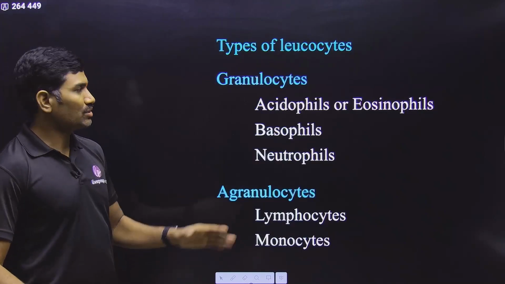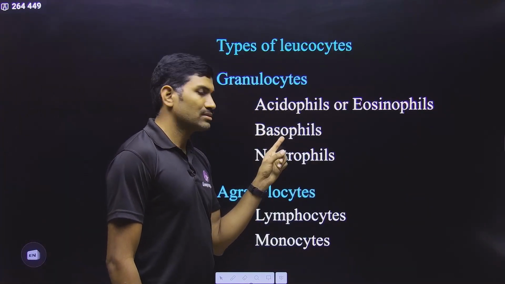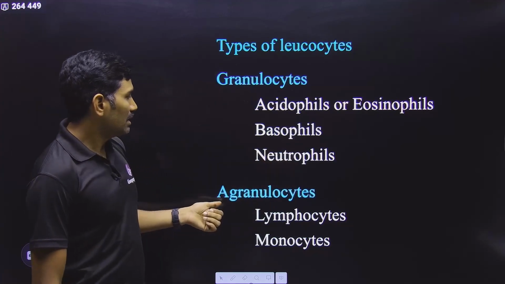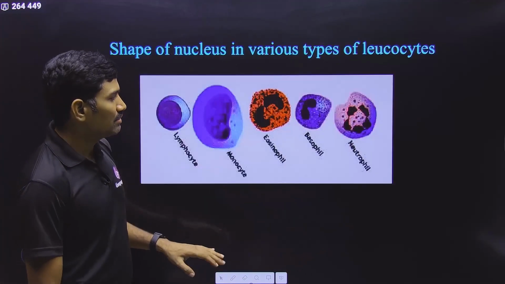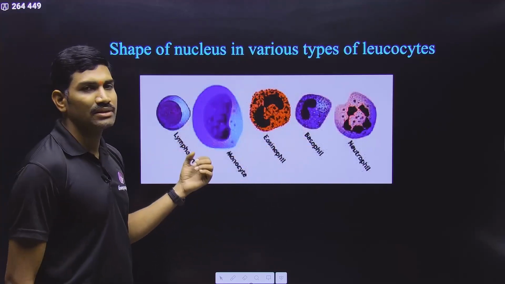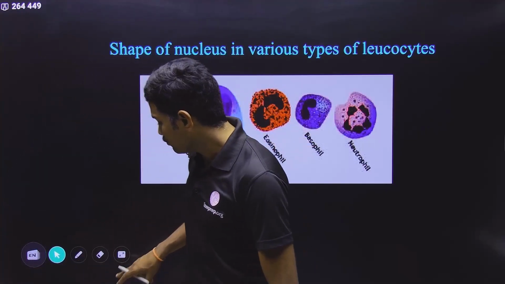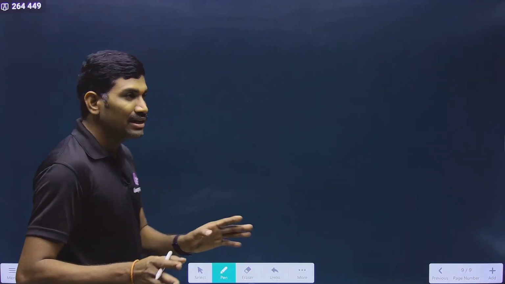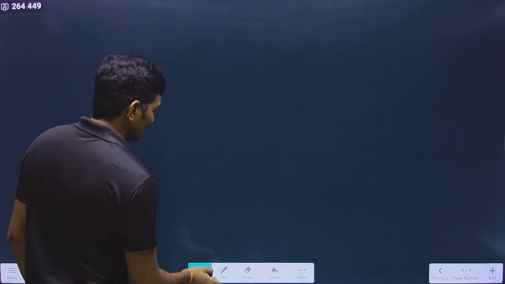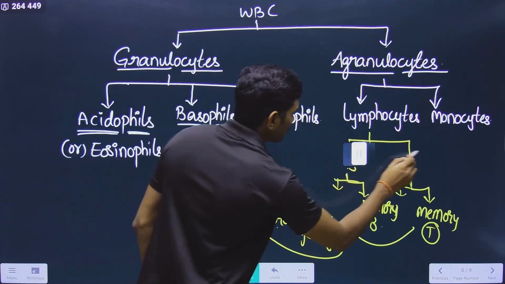Next one is regarding types of leukocytes. Just now we studied that granulocytes are of three types: eosinophils, basophils, neutrophils. Agranulocytes are of two types: lymphocytes and monocytes. And what is the next important information? This is how they are appearing, and the other important information regarding the shape of the nucleus. We need to observe very carefully. The shape of the overall cell is irregular.